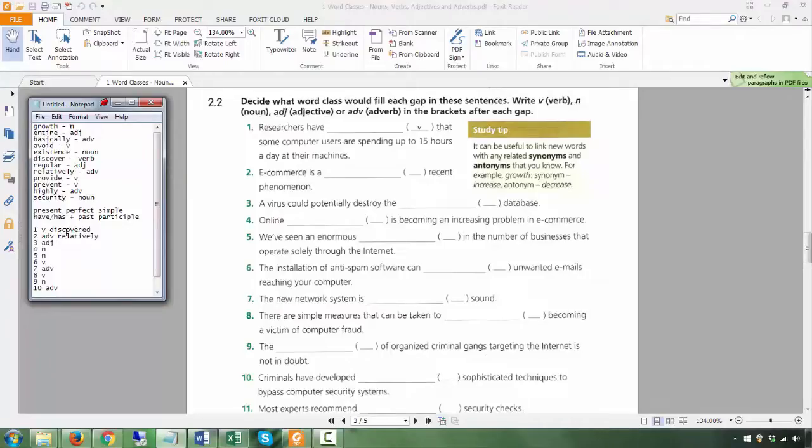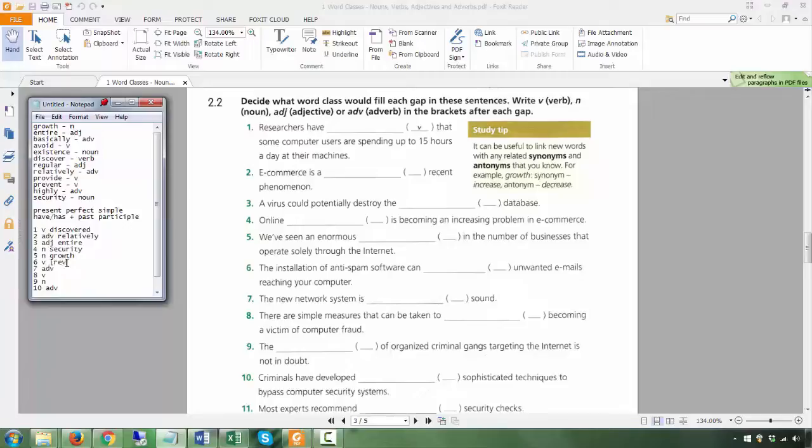recent. The next one for 3 is going to be an adjective. Entire database. 4, online. What is becoming an increasing problem? Online security. That's a noun. We've seen an enormous what in the number of businesses? We've seen an enormous growth. Okay. The installation of anti-spam software can, modal verb plus another verb. Can what? Unwanted emails reaching your... can.